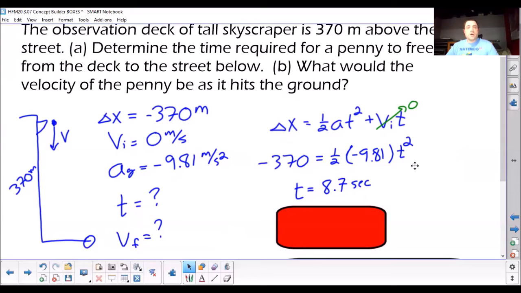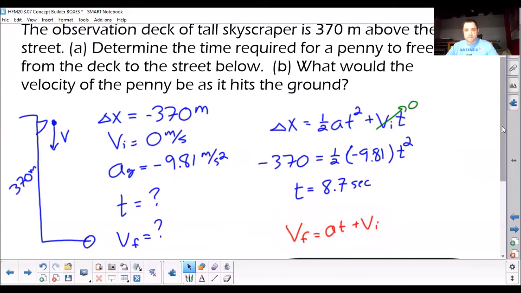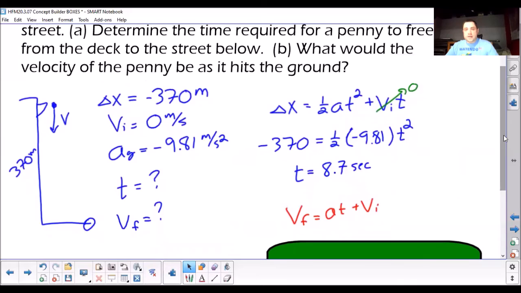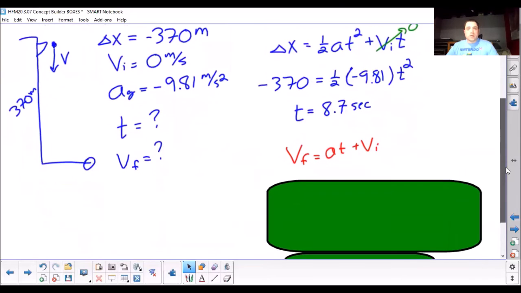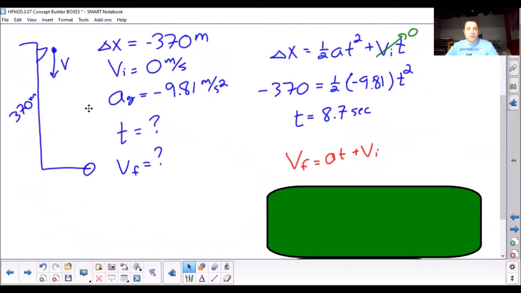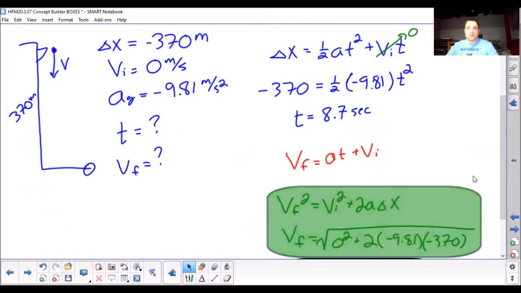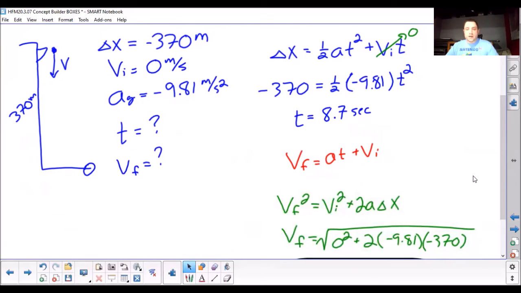Part B says, what would be the final velocity? You might look and say, hey, now I have time, I can just use this equation and plug everything in. But in physics, as often as we can, we try not to use answers that we've already solved for. You could use this, but like I said, we try not to. So the question is, knowing this information and not knowing time, how can we find final velocity? Well, my favorite equation is the one where there is no time. We use the vf squared equation.